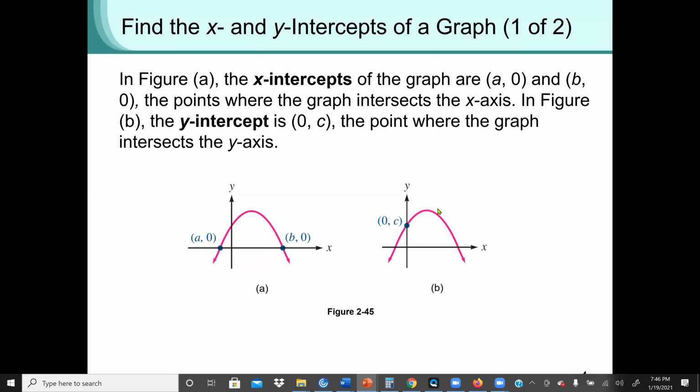So this is the y-axis and the graph intersects it. And when the graph intersects the y-axis, the x is 0. The value of y is c. The same thing applies here. When the graph intersects the x-axis, we have an x value, which is a, and y is 0. Another x value, which is b, when y is 0. So when the graph intersects the x-axis, it means y is automatically 0. The same thing applies when the graph intersects the y-axis, it means x is automatically 0.